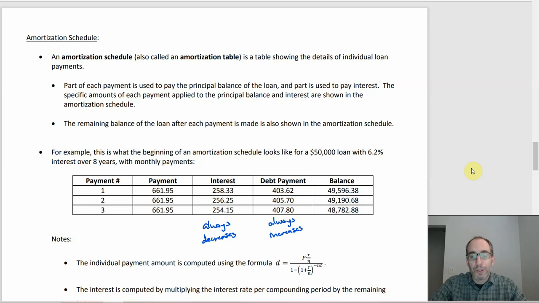But then the other thing that's there, the balance at the end, so that's the remaining balance on the loan. So you basically just subtract off the debt payment.